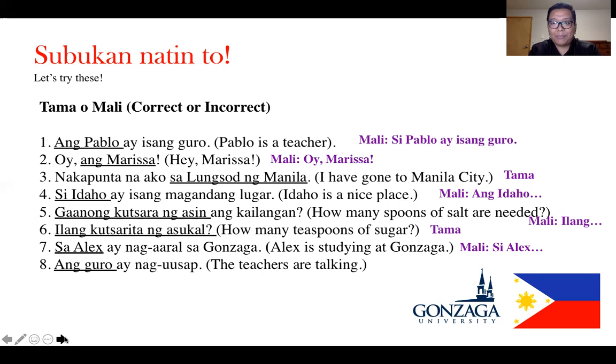Ang guro ay nag-uusap. And then the translation provided is, the teachers are talking. Ang guro ay nag-uusap, the teachers are talking. Is it tama o mali? Okay? Number 8, the correct answer is mali. Okay? It's incorrect because the English translation is, the teachers are talking. So it has to be plural. Teachers, plural, are plural. That means our translation to Filipino should also be plural. You cannot say ang guro because it only means the teacher. So to make it plural, we have to add mga. Ang mga guro.